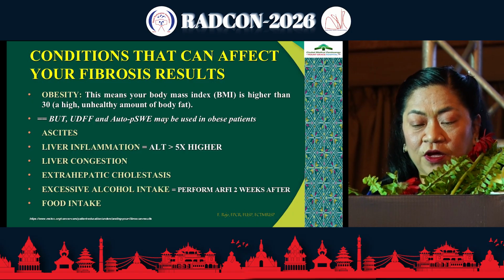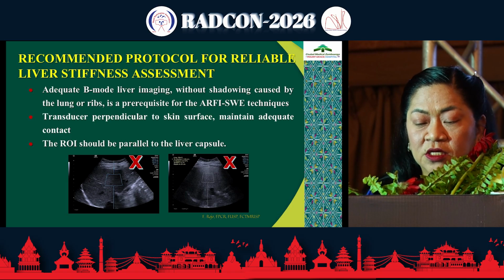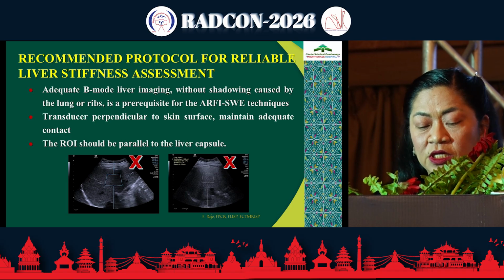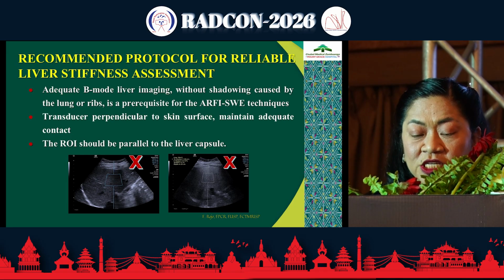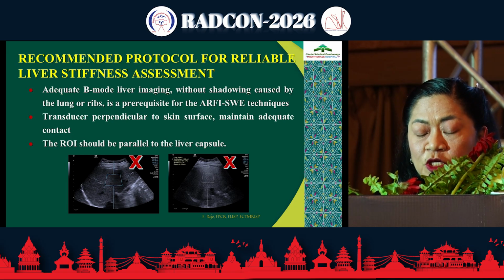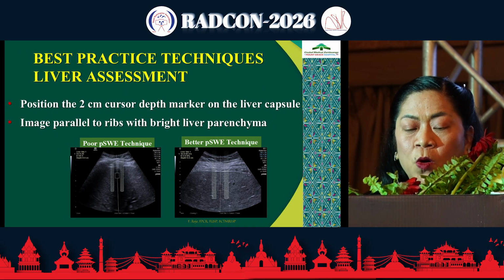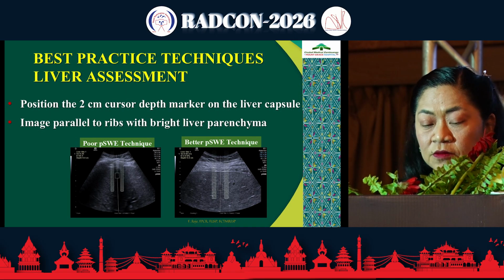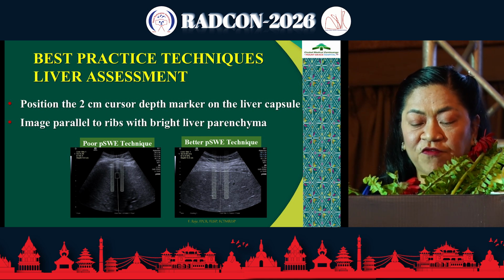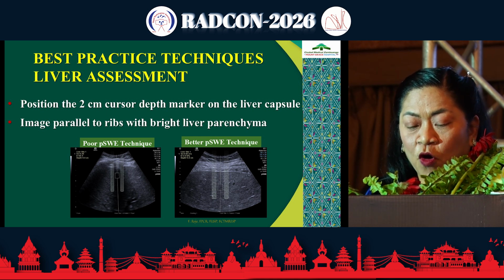So here are some of the recommended protocols. You should have a good B mode. You shouldn't be in areas with shadowing. You should stay away from the ribs. You should be 2 cm below the liver capsule. And then stay away from the vessels. Avoid shadowing.